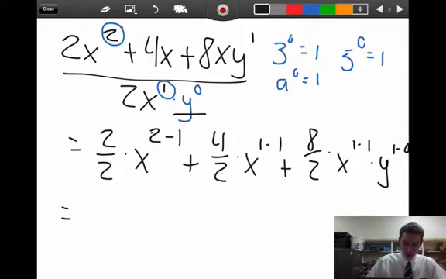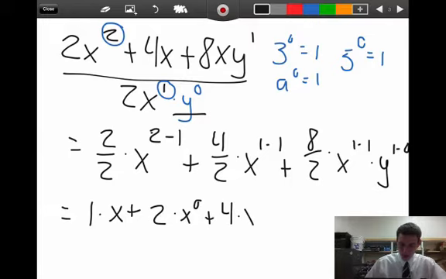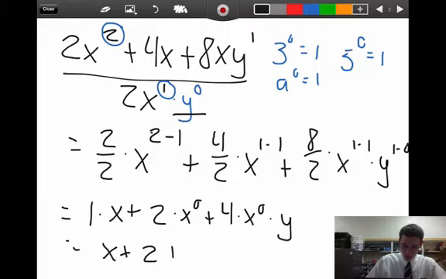And then we end up with 2 divided by 2 is 1 times x plus 4 divided by 2 is 2 times x to the 0 plus 8 divided by 2 is 4 times x to the 0 times y. This just simply gives us x plus 2 plus 4y. And there's our final answer.